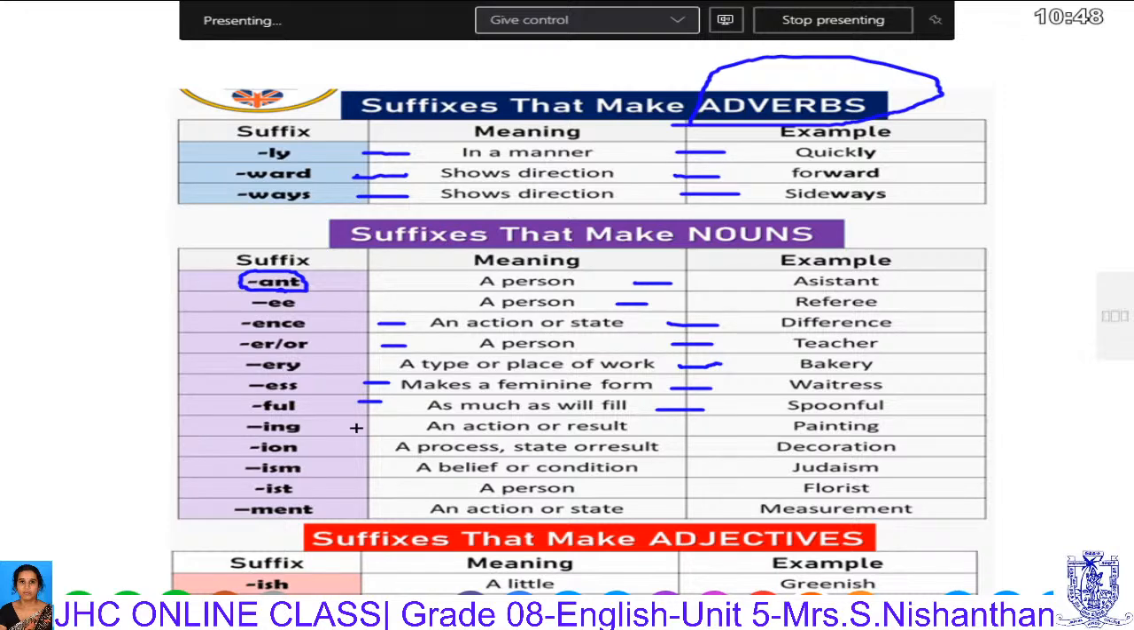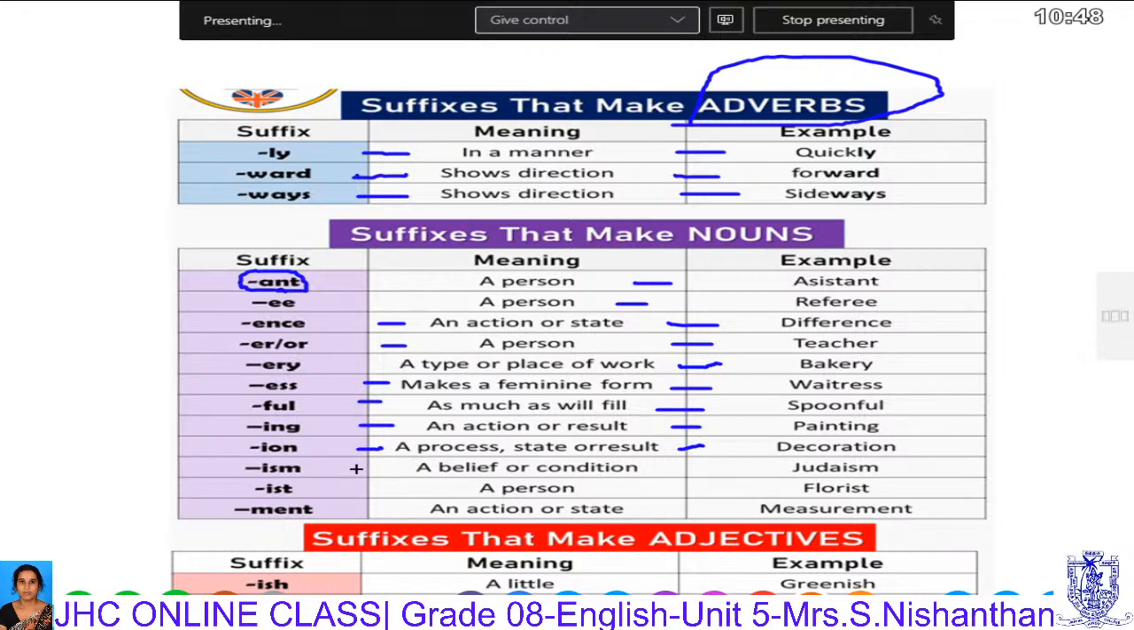ING an action or result. It may be the present participle. Present participle. An action or result verb mostly. Painting, singing, dancing, like that. ION a noun done. A process or state or result. Decoration, consultation, decision. Right? Like that.